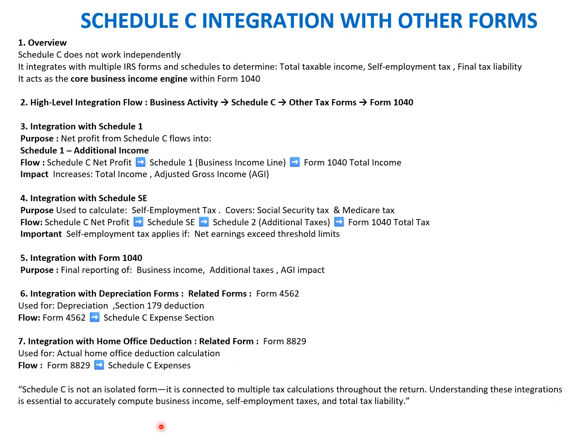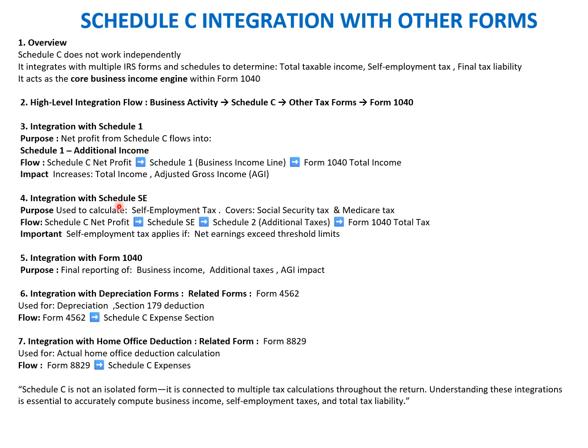Okay, now we'll understand the integration of Schedule C with the other forms. First is Schedule 1. The net profit from Schedule C flows into Schedule 1, which covers additional income. So the entire information from Schedule C flows into Schedule 1, and from Schedule 1 it flows into Form 1040. The impact is an increase in the total income and adjusted gross income.